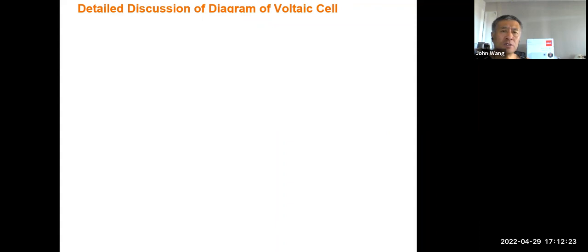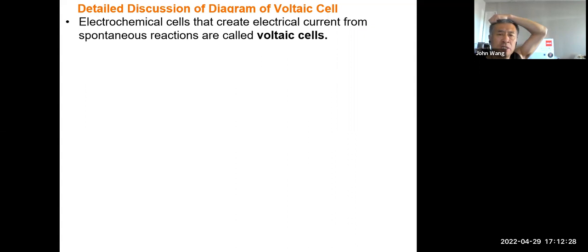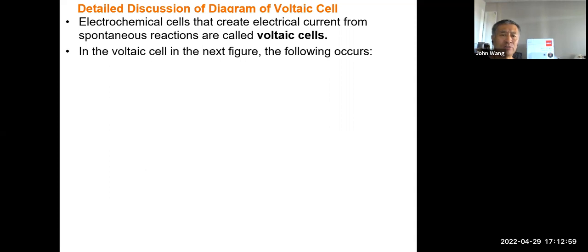Then we can use this spontaneous redox reaction to make a battery called the voltaic cell. The electrochemical cell that creates electrical current from a spontaneous reaction is called a voltaic cell, or galvanic cell. The name comes from some scientists, Volta and Galvani. About 400 years ago, Italian scientists discovered electricity from the muscle of a frog.